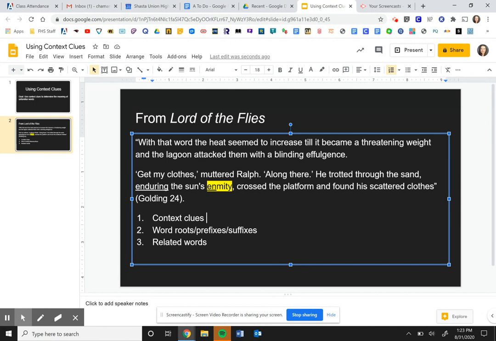So let's read it again. "Get my clothes," muttered Ralph. "Along there." He trotted through the sand, enduring the sun's enmity, crossed the platform, and found his scattered clothes. Well, I'm also seeing the word sun's. And if it's sunny, that means it's hot. That means it's probably too warm. Maybe there's a risk of sunburn, etc.